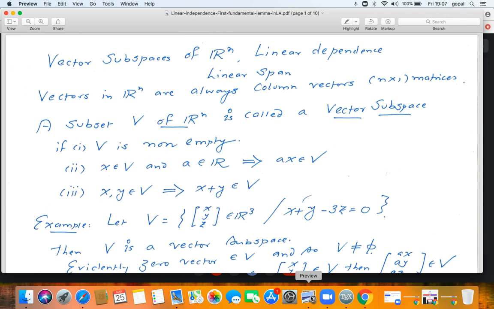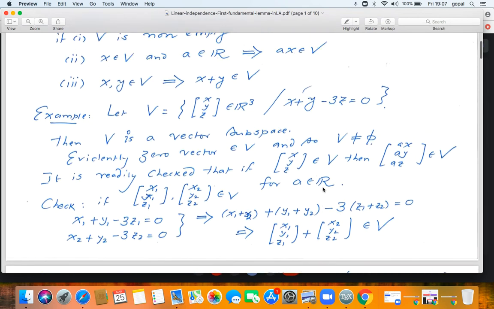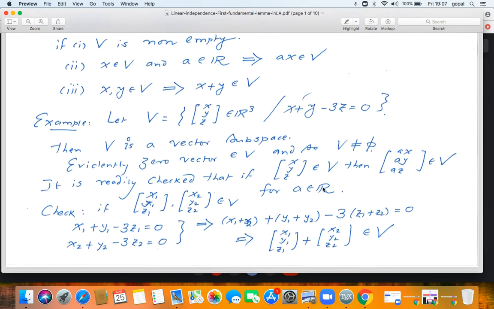Let's look at a simple example. Let us take the subset V in R3. So what subset am I taking? All those columns x, y, z in R3 such that x plus y minus 3z equals 0. I have deliberately taken an easy example so that your visualization is easy. You can visualize this as a plane in R3 passing through the origin. We want to prove that this subset V is a vector subspace. Obviously, this is a non-empty set because 0, 0, 0 is certainly in V.